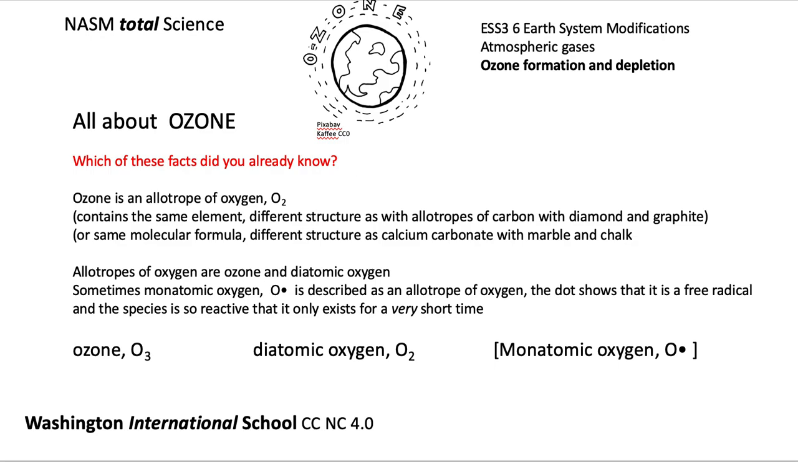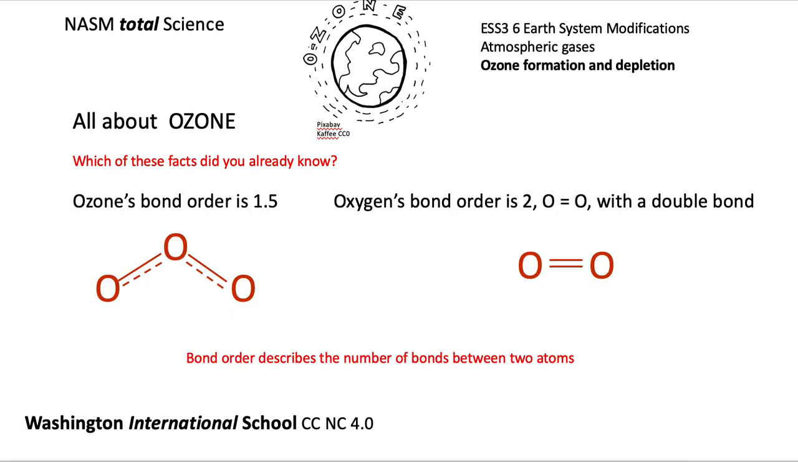And compounds like calcium carbonate have the same molecular formula, but marble and chalk are going to have some different physical properties. And with carbon, there's diamond and graphite, and fullerenes as well. And the bond order, look at the structures here. You're just describing the number of bonds between two atoms.